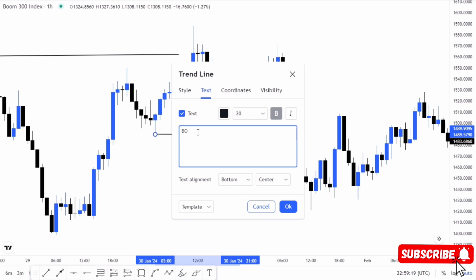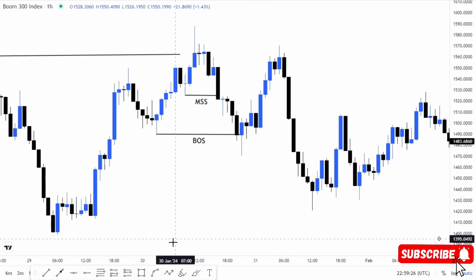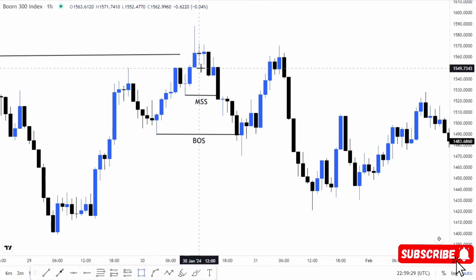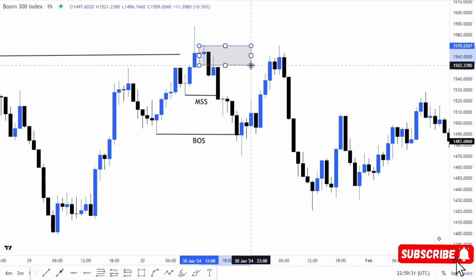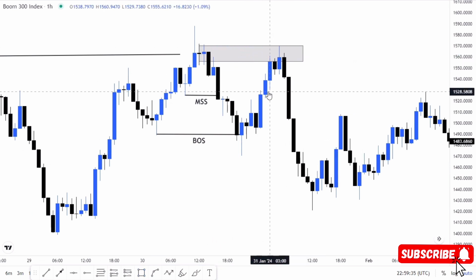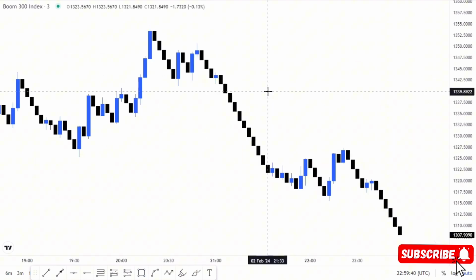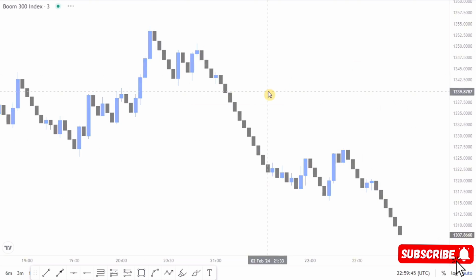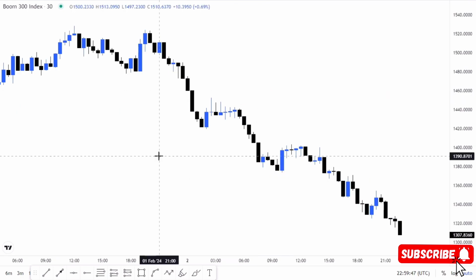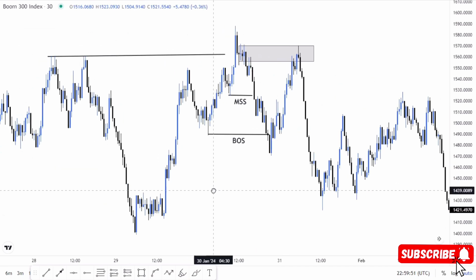Now since there's a break of market structure, we have to mark out our demand, our supply zone. In this case, there's no fair value gap to work with, but we still work with the supply zone. The supply and demand zones work very well too. So right now we can go to the 30 minutes time frame and try to see for ourselves what is happening on the 30 minutes time frame.